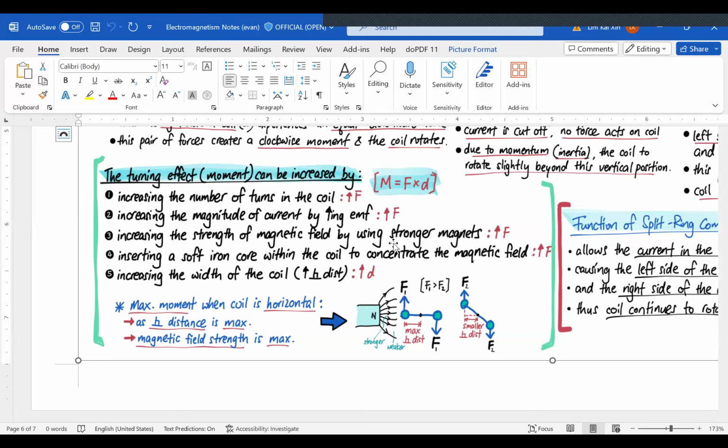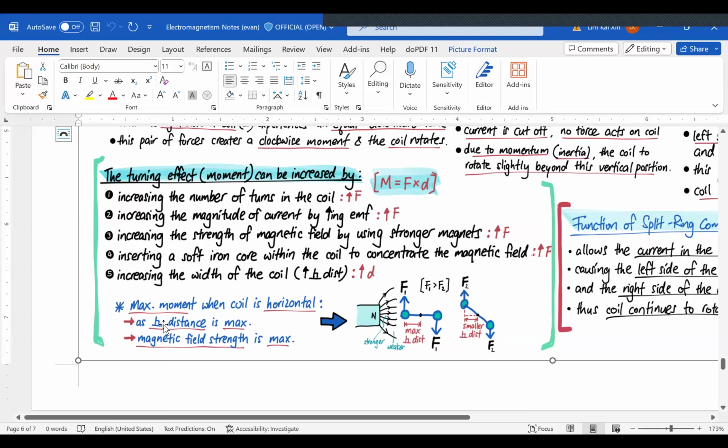Okay, the last step is to increase the width of the coil. Okay, so you can see that this is the width. The width is actually between this green dot and this green dot. If I were to increase this width, I'm actually increasing the perpendicular distance between the force and the pivot. The pivot will be right in the middle at the center.